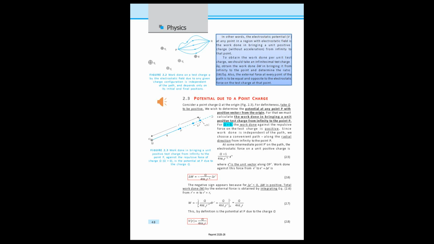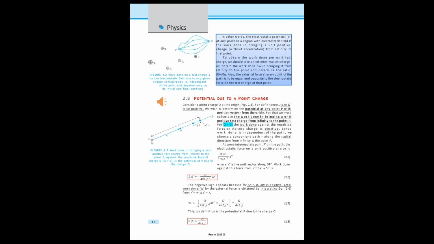Potential due to a point charge. Consider a point charge Q at the origin, figure 2.3. For definiteness, take Q to be positive. We wish to determine the potential at any point P with position vector r from the origin. For that we must calculate the work done in bringing a unit positive test charge from infinity to the point P. For Q greater than 0, the work done against the repulsive force on the test charge is positive.